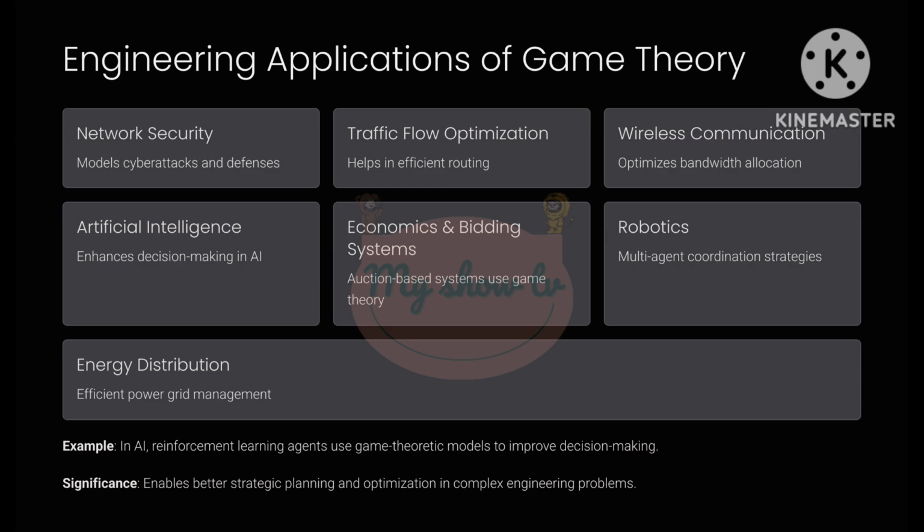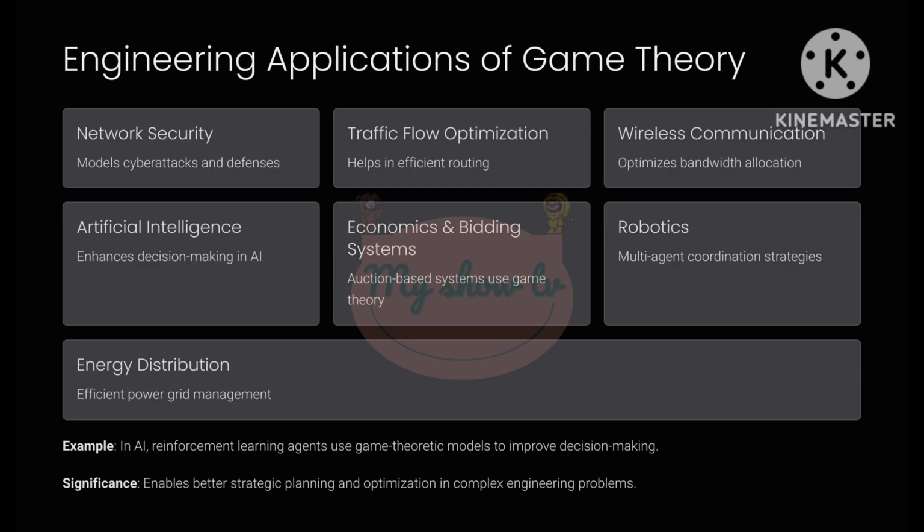3. Autonomous vehicles, self-driving cars use game theory to navigate traffic while minimizing risks. Point 4. Power grid management, optimizing power distribution among users. 5. AI and robotics, multi-agent systems where robots coordinate actions using game theoretic principles. Point 6. Supply chain optimization, businesses optimize pricing and inventory based on competitors' actions. 7. Auction systems, bidding strategies in spectrum auctions, online advertisements, etc.